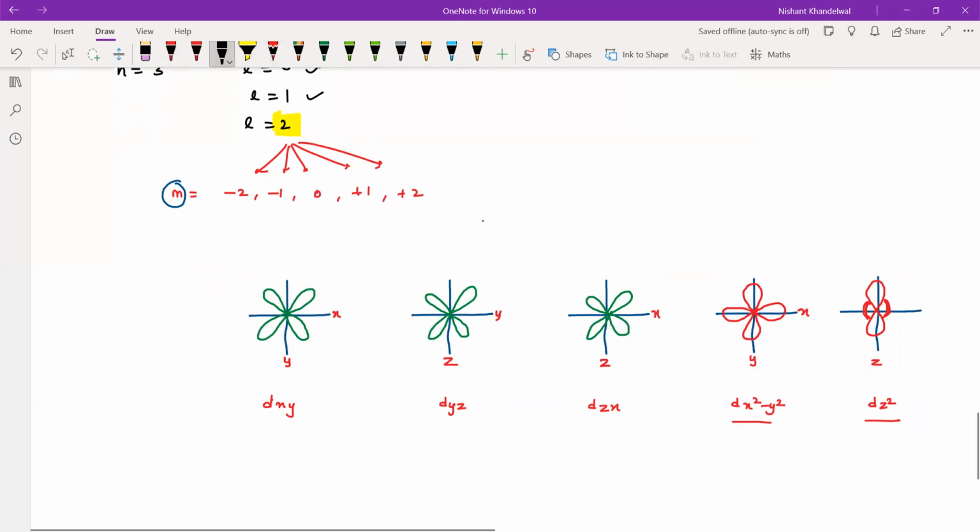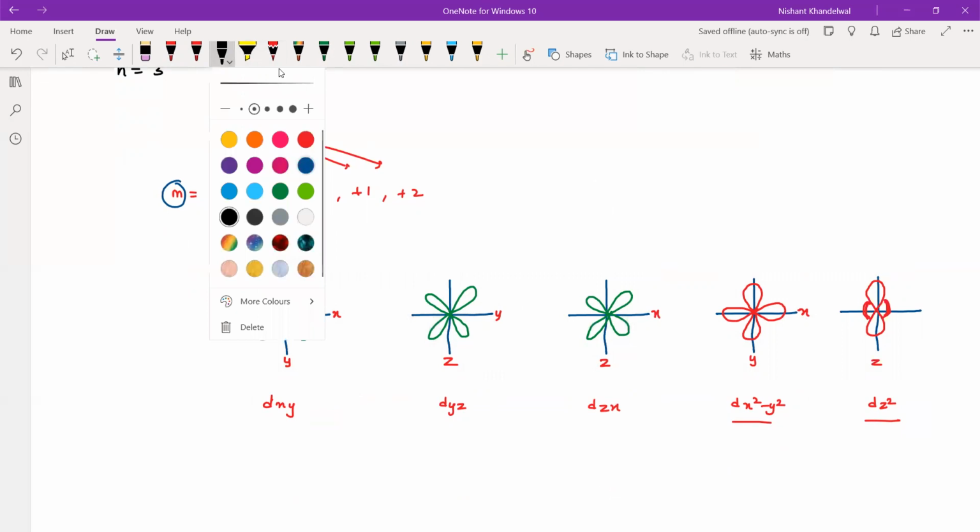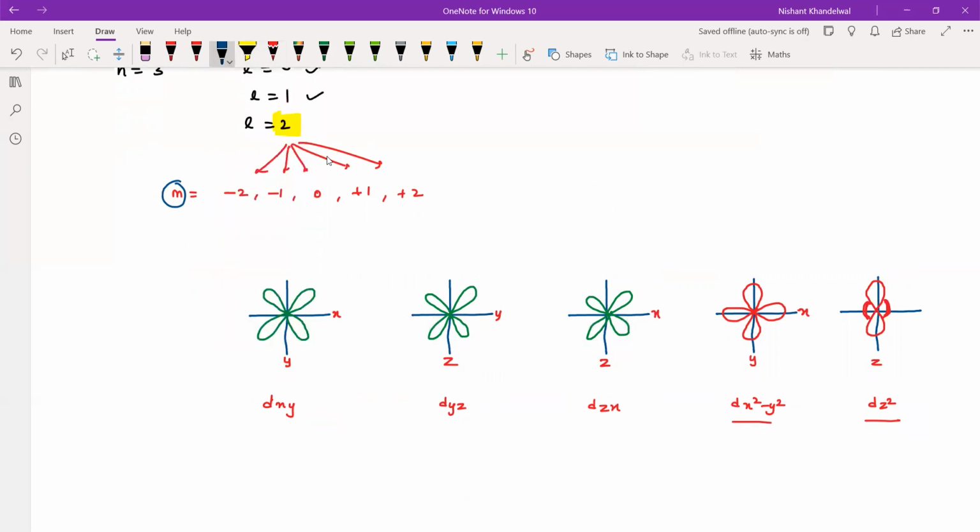There is no chemistry in it, just common sense. There are different patterns. Yes, patterns. The first 3 have equal patterns. Yes, you can say that. Any other difference? The letters are differently adjusted. So dzx, dzy, dxy, sorry. And the last two have squared terms in them: dx squared minus y squared, dz squared. So they have different patterns. Basically, what is the difference?